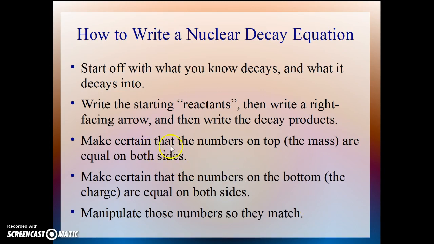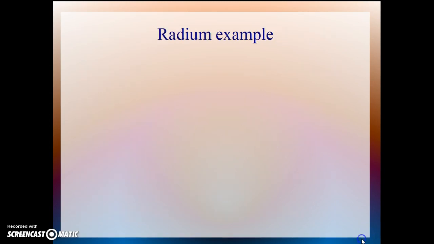You make certain that the numbers on top, that's the mass, left equals right. Then you make certain that the numbers on the bottom, that's the charge on the nucleus, those numbers are equal on both sides. And you manipulate the numbers so they match. So you can add fundamental particles, alpha particles or beta particles, usually on the right side of the equation, so that we get good balance on the top and on the bottom.